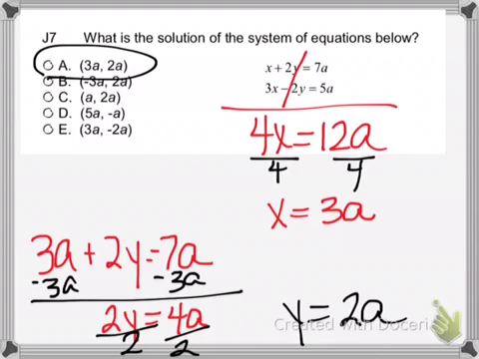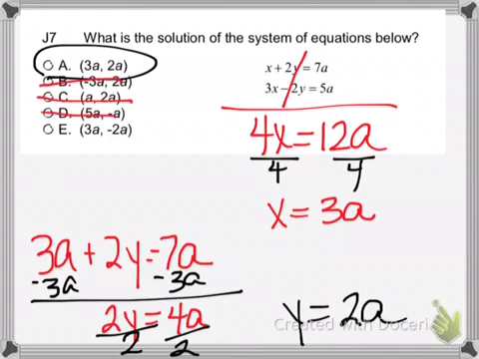Number 7, what is the solution to the system of equations below? We used the elimination process just like you did in coordinate algebra, and we eliminated the two y's. We combined our x's and got 4x, combined our a's and got 12a, and solved for x. So we know that x equals 3a. So that eliminates all the answer choices except for A and E.